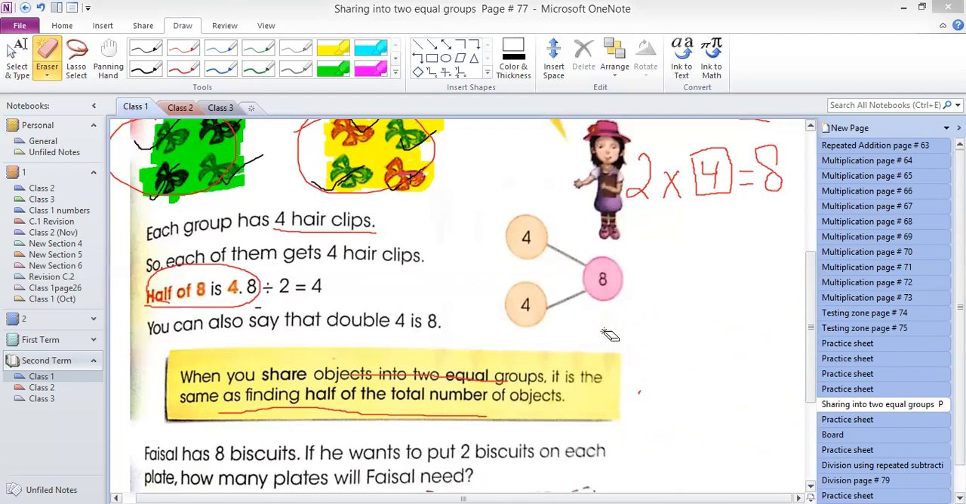Let me give you an example. Let's suppose your uncle gives you 10 pencils and he asks you to distribute half of your pencils to your sister, and the other half of the pencils you keep. What does that mean? That means he wants to divide 10 pencils into 2 groups.